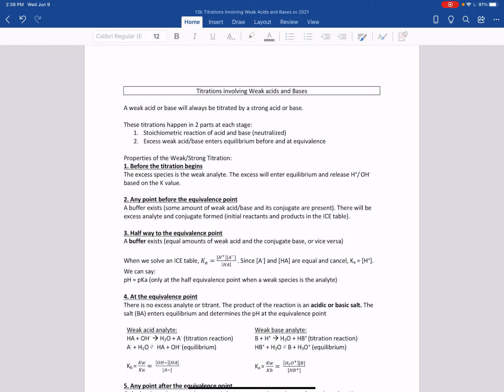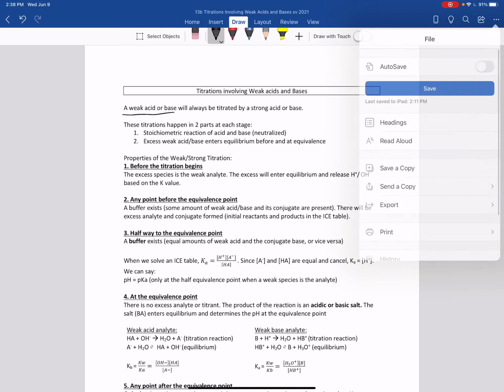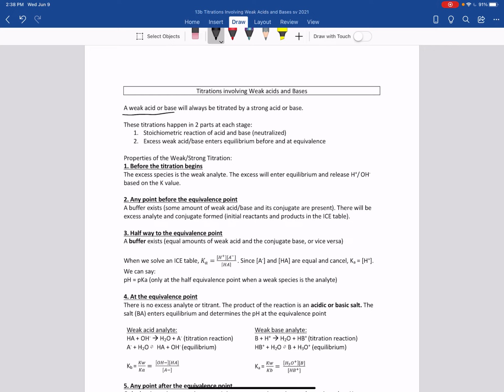So we're going to start off with the theory of this, and then we'll get into the calculations, because these stages kind of explain what happens. A weak acid or a base will always be titrated by a strong acid or base, because we choose the titrant, so we wouldn't choose a weak solution because it would introduce an equilibrium and potential error. So the titrant will always be strong. The sample can be strong or weak. In this case, it will be weak.